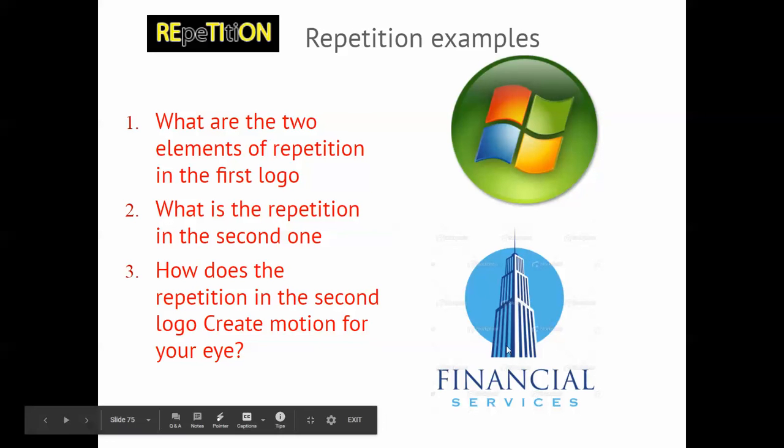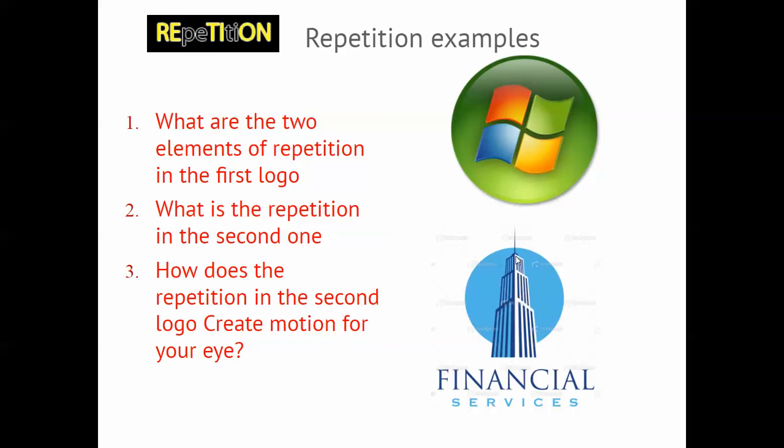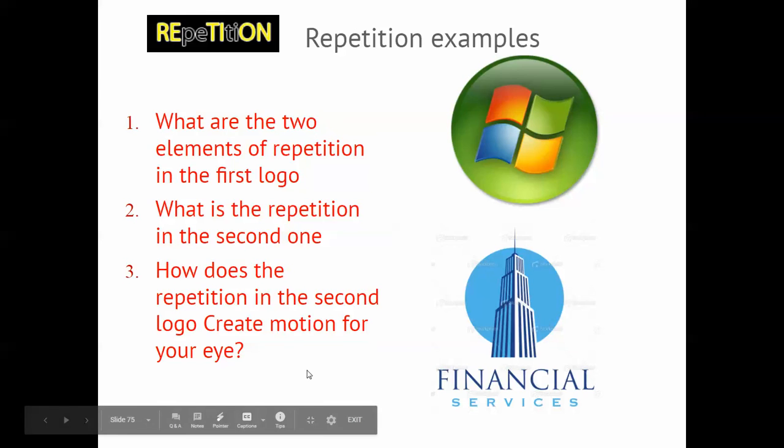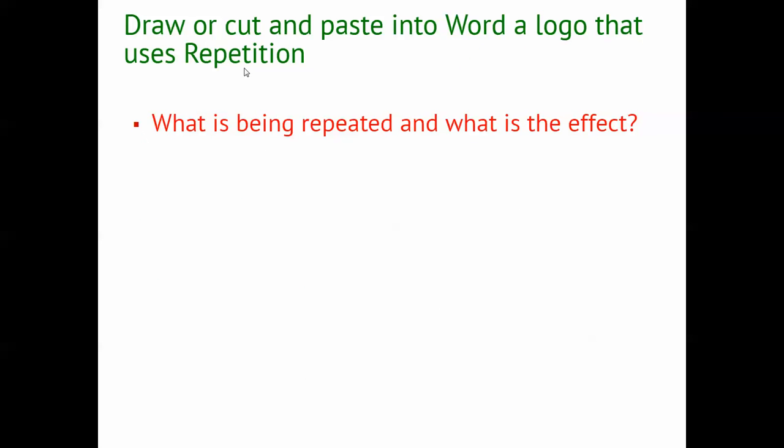Okay, if you look at this one, we have shape, shape, shape, and the way they did this creates motion because your eye wants to start here and move up. It makes this thing look tall, like it's leaning over and going to fall on you, kind of. So I want you to find a logo that uses repetition and put it in your Google Doc notes.